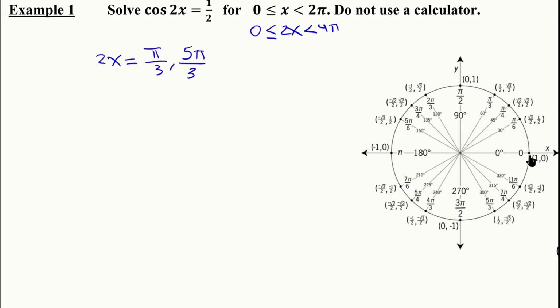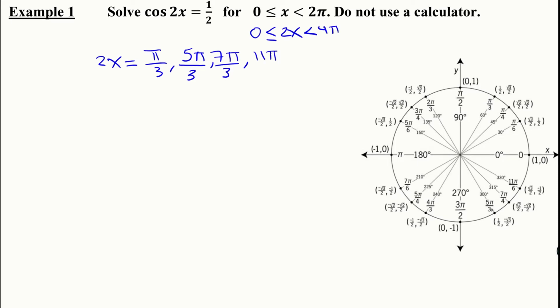Now we continue moving. So here we're at 6 pi over 3, or 2 pi, right? So the next one that we're going to reach is going to be 7 pi over 3. So as we go on, that's going to be 8 pi over 3, 9 pi over 3, 10 pi over 3, and we come to 11 pi over 3. We need to stop now because the next item here is going to be 12 pi over 3, which is 4 pi, and that's where we need to end our search. So we have the values for 2x where cosine is going to be 1/2.